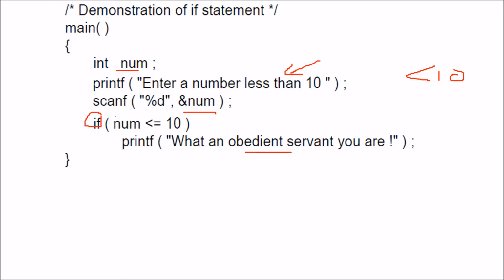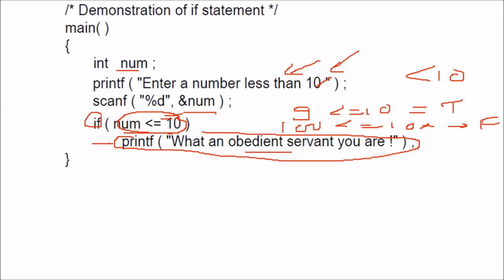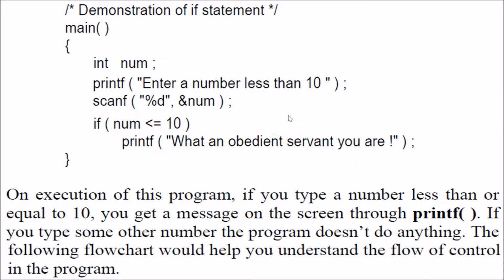This is the condition which is going to give you either true or false. If you enter 9, 9 is less than or equal to 10, so it will be true. If somebody enters 100, 100 is not less than or equal to 10, so it will give you false. Depending upon true, this line will be executed. If it is false, this line will not be executed. Control will not go to this line. Otherwise, if this is true, control will go to this line. That is the decision control.